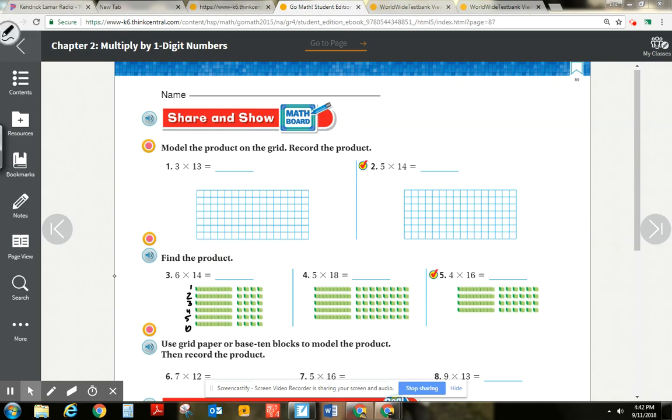So for this problem, we're going to do 6 times 14. It'll be 6 times 10. Gotta make it easy. 6 times 4. All right, 6 times 10 is 60. 6 times 4 is 24. Then we gotta make sure we put those two together.